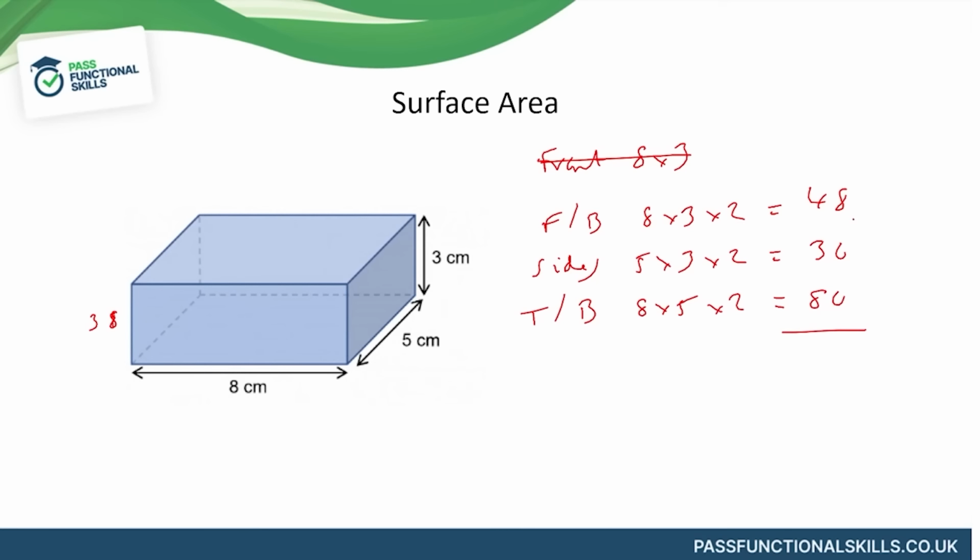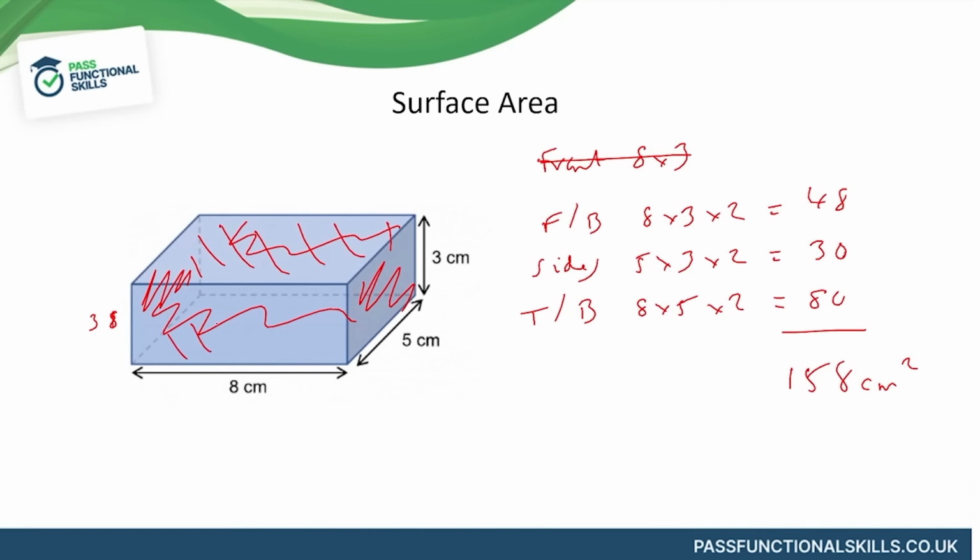So the surface area is the area of all of these added together. So 30 plus 80 plus 48, and that comes to 158 square centimetres. So always deal with it in pairs. Deal with the right hand side and the left hand side together, the front and the back together, and then the top and the bottom together.